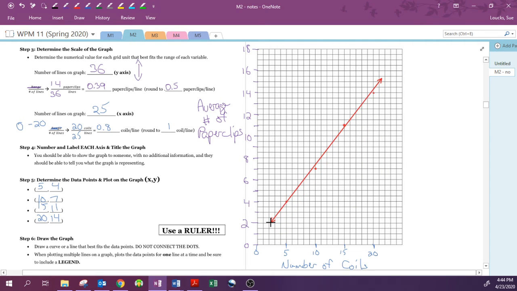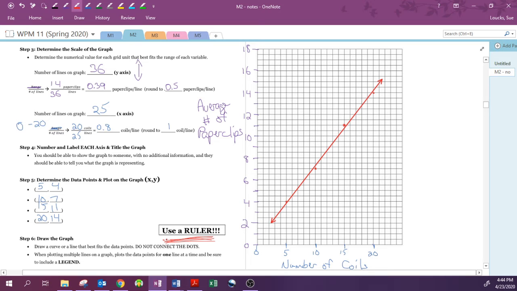So I'm going to move the end here. And this is definitely a judgment call, okay? But you can see that my 4 points are not perfectly on the line, but this red line I've drawn represents the data quite well, okay? So that's the line. You must use a ruler for that line, okay?